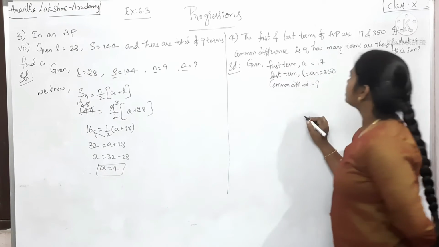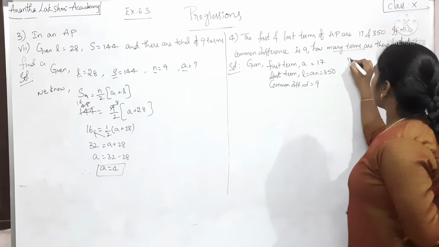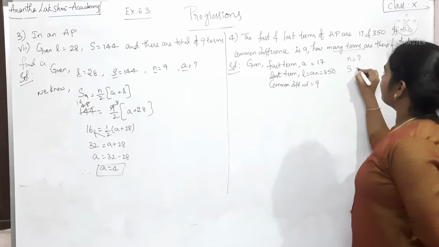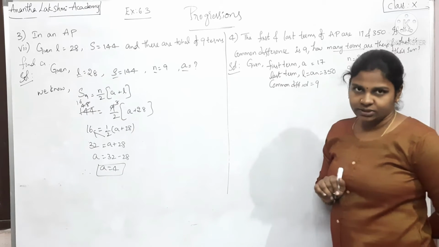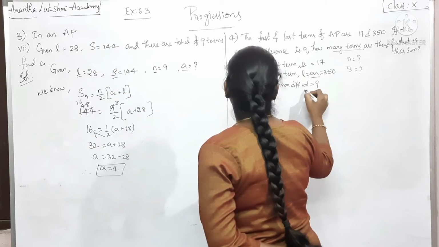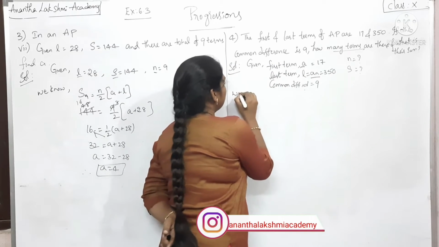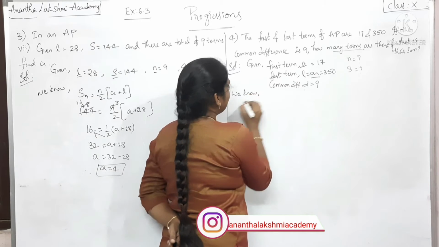How many terms are there? We have to figure out n, and the sum is also something we need to figure out. Now that you know An, A and D, can we figure out n? Yes. How do we know? The nth term.